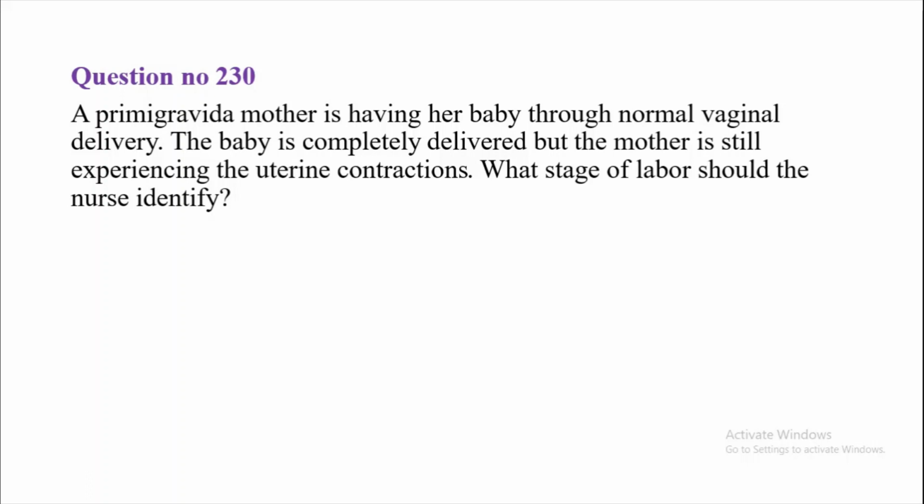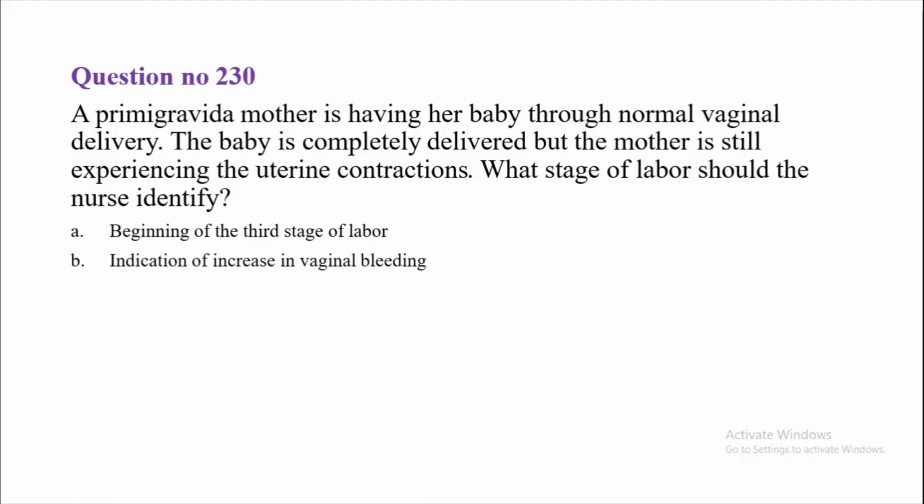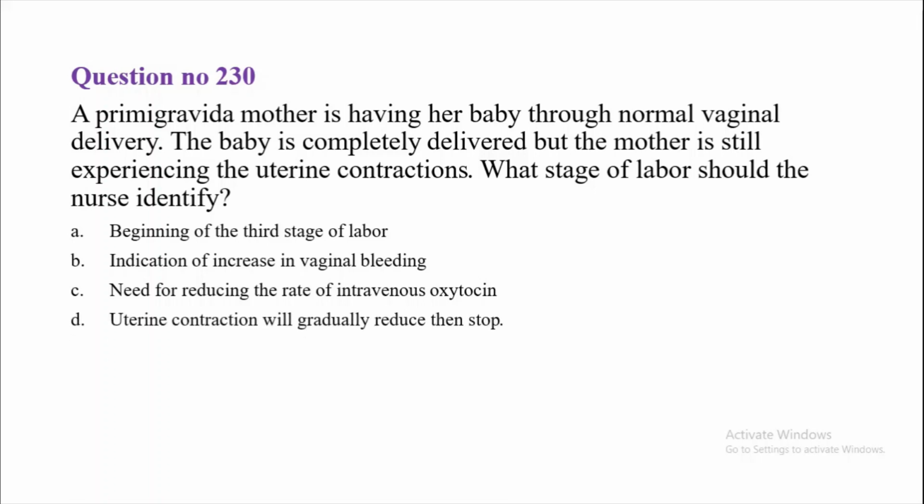The options are: Number A, beginning of the third stage of labor. Number B, indication of increase in vaginal bleeding. Number C, need for reducing the rate of intravenous oxytocin. Number D, uterine contractions will gradually reduce then stop.